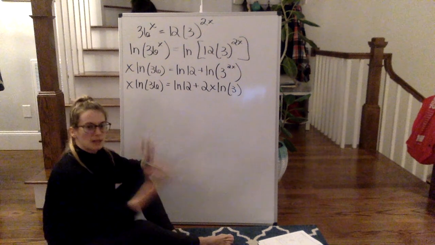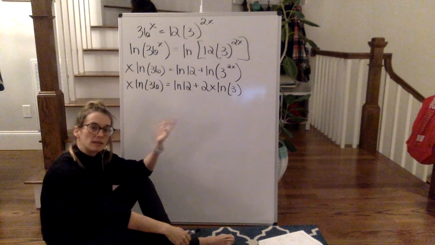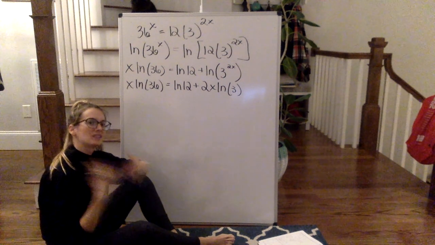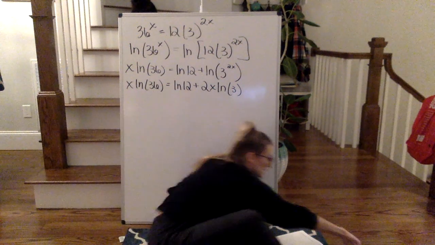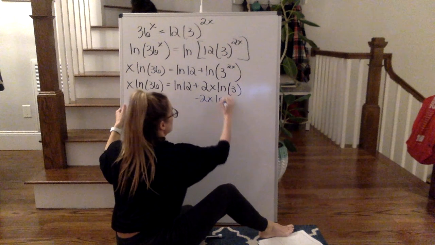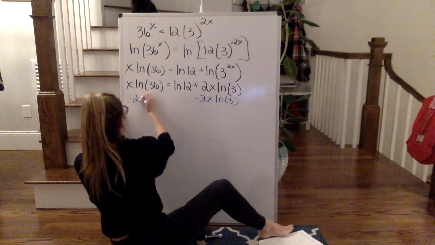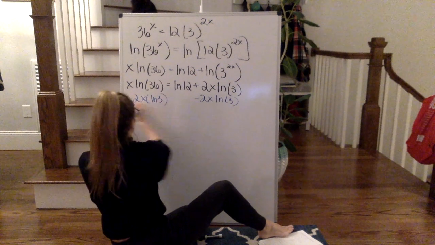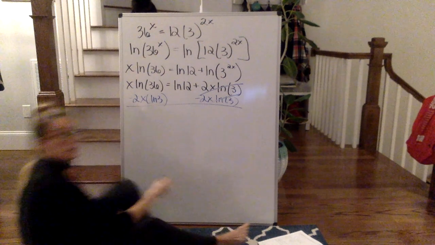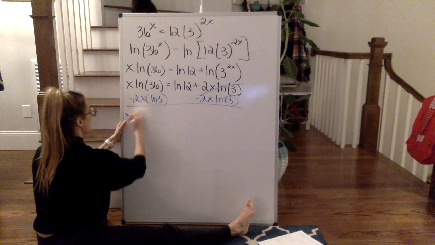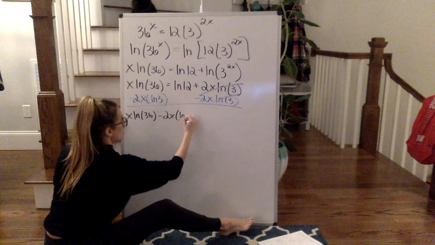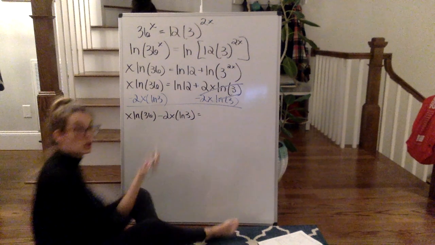All right, so now let's think back to what we're even trying to do. We're trying to solve for x, right? X is showing up on the left, x is showing up on the right. We want to get anything that has x on the same side of the equation. So let's subtract 2x ln of 3 from both sides of the equation. These will cancel. Just keeping a balanced equation here. And so now I have x ln of 36 minus 2x ln of 3 equals just the ln of 12.